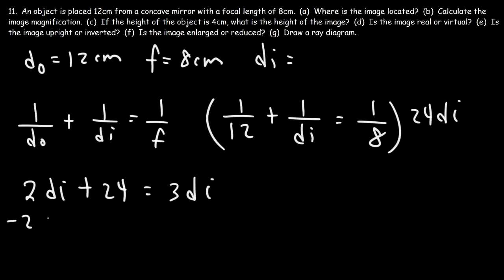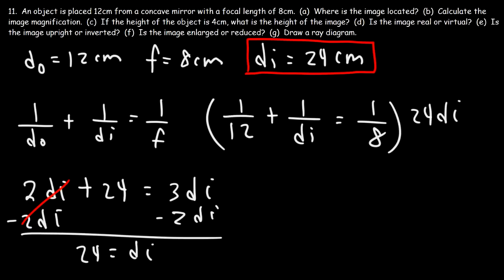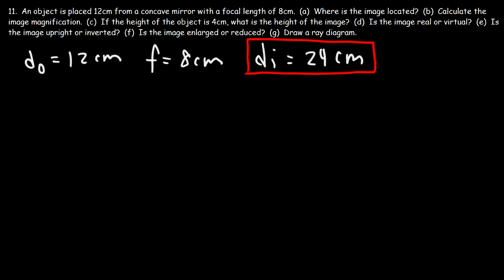Now the next step is to subtract both sides by 2 DI. And so on the left side we have 24. On the right side, 3 minus 2 is 1. So 1 DI is the same as DI. So the image is 24 centimeters away from the mirror. So that is where the image is located. So that's it for part A. Now let's move on to part B.